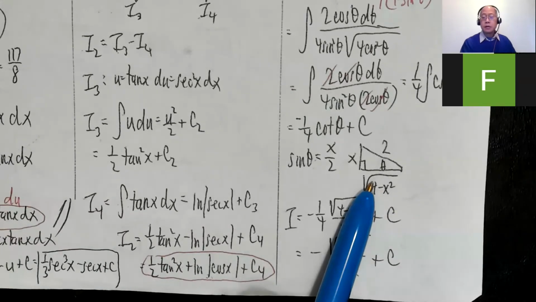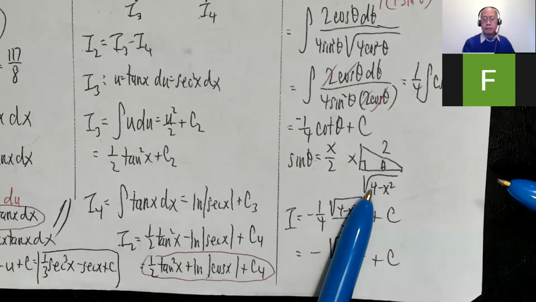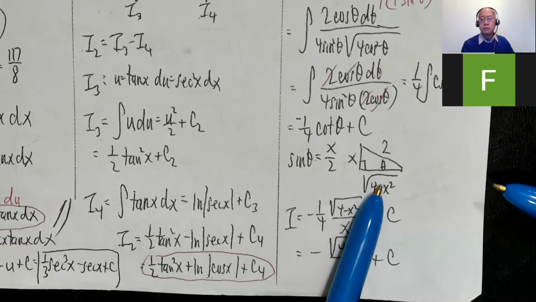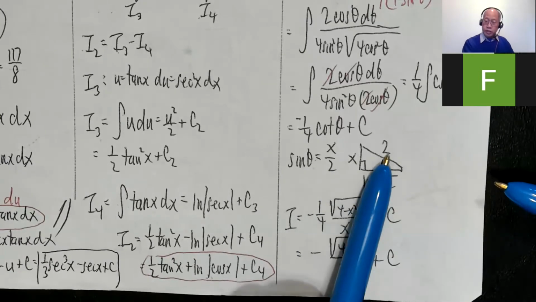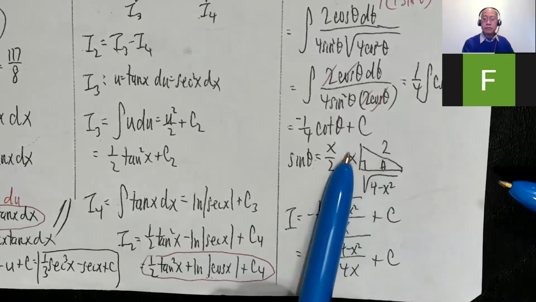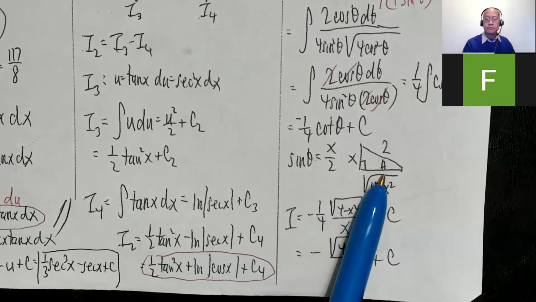Let's double check. Okay. Is it true that the Pythagorean theorem holds? What do you get when you square this? Well, when you square this, you get 4 minus x squared. What do you get when you square that? X squared. Add them up, you get 4, which is 2 squared. So indeed, a squared plus b squared is equal to c squared. So it's nice to double check yourself that this works.